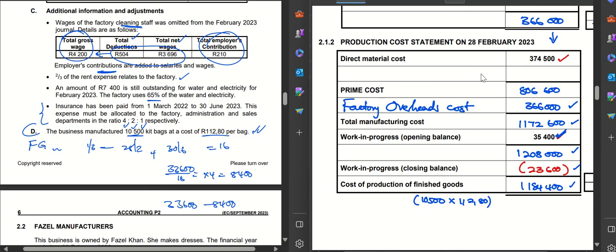Then, if you are to get your direct labor cost, you simply say your prime cost, which is 806,600, minus the 374,500. That should give you your 432,100. This is how you'd have completed the production cost statement.